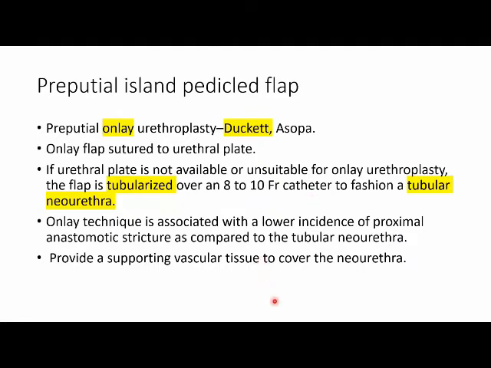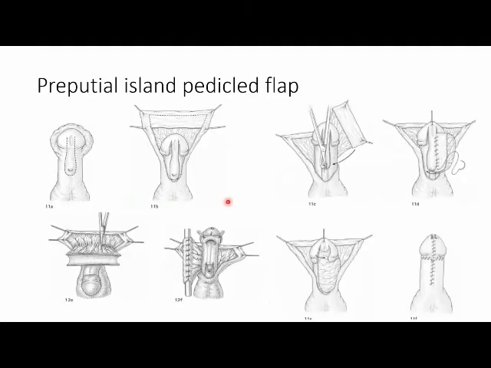And this is how you do a preputial island pedicle flap. After placing a U-shaped wide incision around the hypospadiac meatus and the urethral plate, you will deglove the penis and then harvest an inner preputial flap, and then you rotate the flap around the body of the penis and bring it to the ventral aspect, and then suture it to the edge of the urethral plate and then cover the defect.